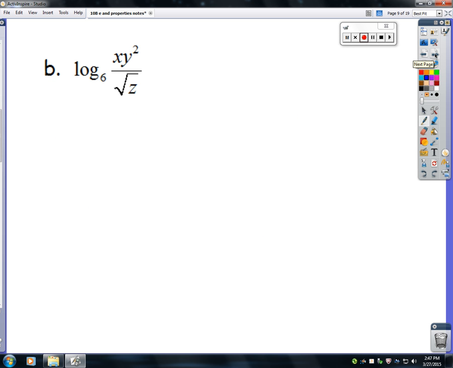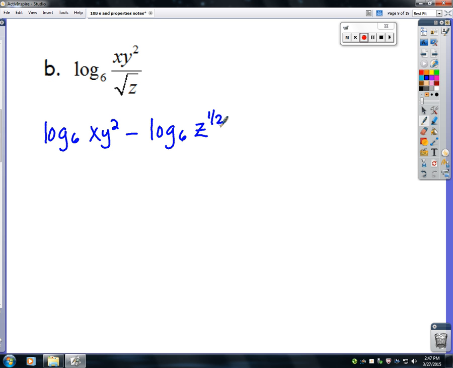All right, let's look at this one. I see division. I know that's going to become subtraction, so let's take care of that first. So natural log of 6xy squared minus natural log of 6. Instead of the square root of z, I'm going to write this as z to the 1/2 power. I need a rational exponent to be able to simplify these things.